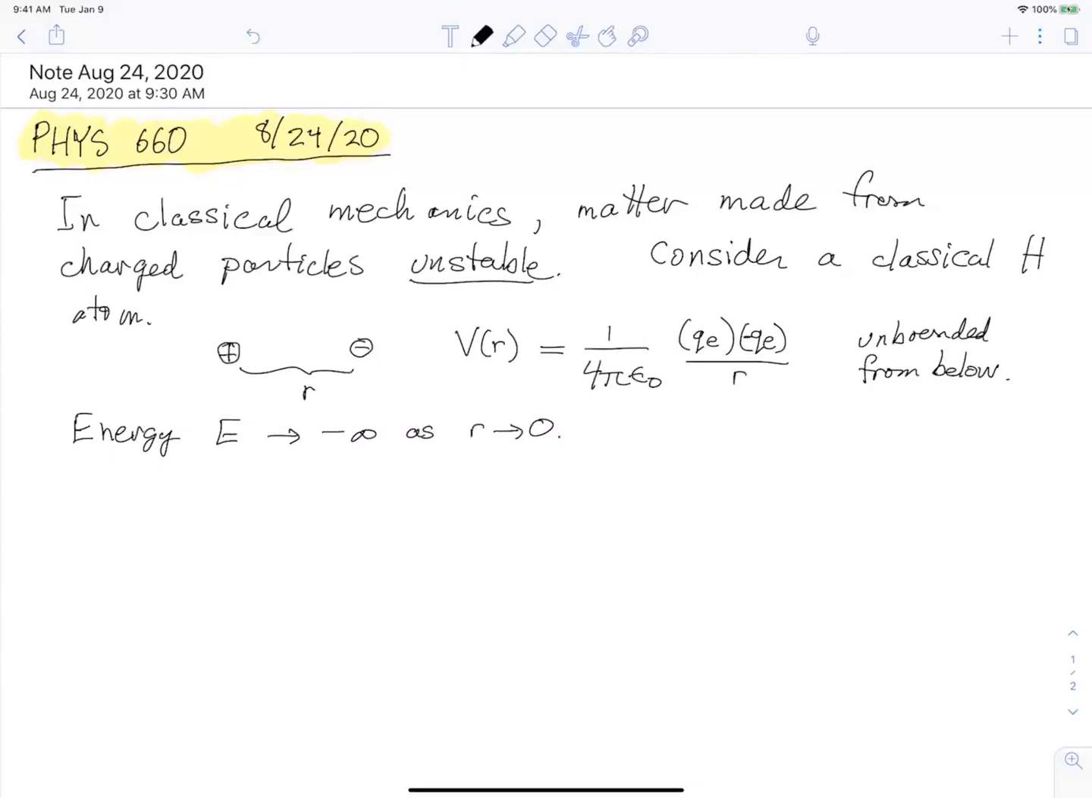And so you could say, well, maybe the thing is that you can't just have this thing fall directly in. Maybe it goes in a circular orbit. But the problem with that is that it can't happen. Even classically, that's not possible because it's unstable due to radiation.